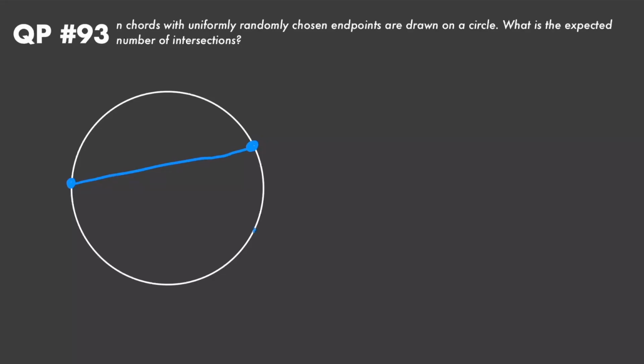A chord's just basically a line through a circle, so I'm just going to have a ton of random chords like this. Maybe I have one that goes from here to here. Maybe this is what it looks like. So I want to calculate the expected number of intersections. In this case right here, I only have one intersection, which is this point right here where these two chords overlap. You can see that no other chords overlap in this case.